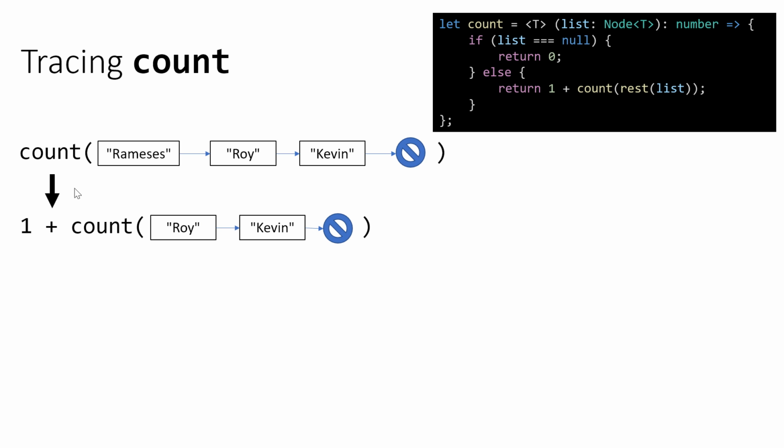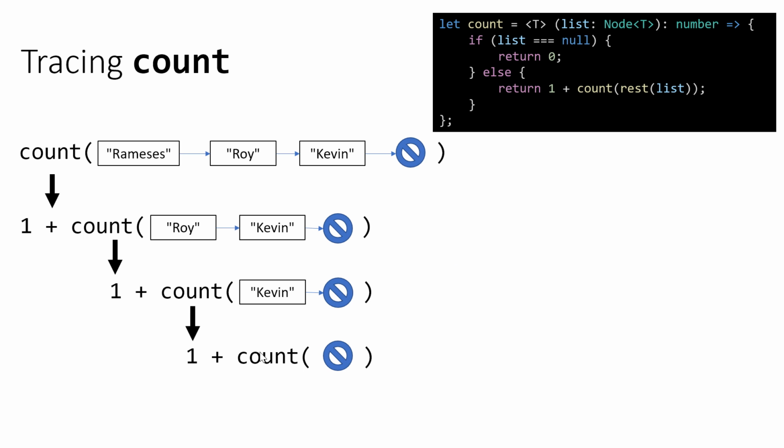So if we wanted to use a substitution model here, we could substitute this first call. It would be exactly equivalent to 1 plus count the list of Roy, followed by Kevin, followed by null, right? Same idea, that call to count would evaluate to 1 plus the count of the rest of the list, or count of the list where Kevin is followed by null. That's going to lead to 1 plus count of the rest of the list, where the rest of the list is just empty. And when we reach the empty list, notice we're going to hit the return statement where return is 0, right? And so this is our base case.